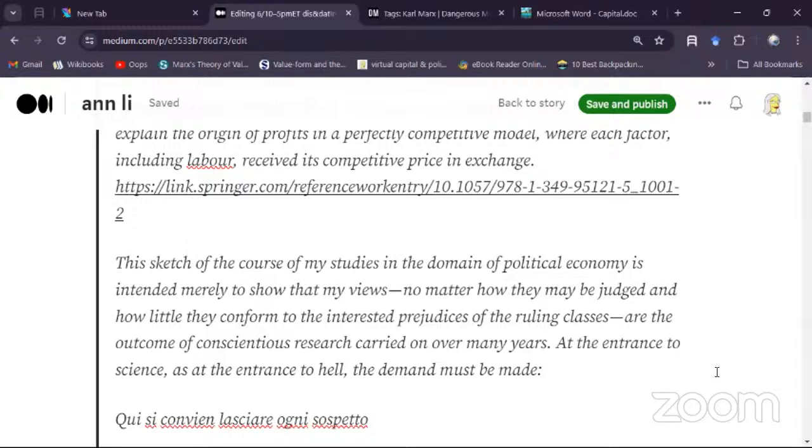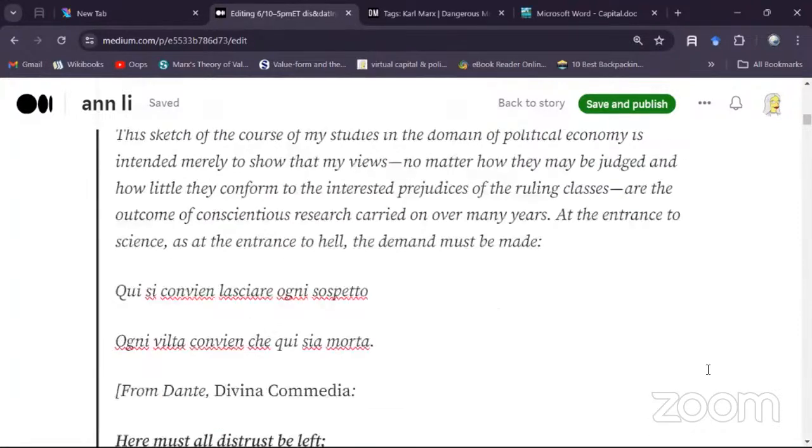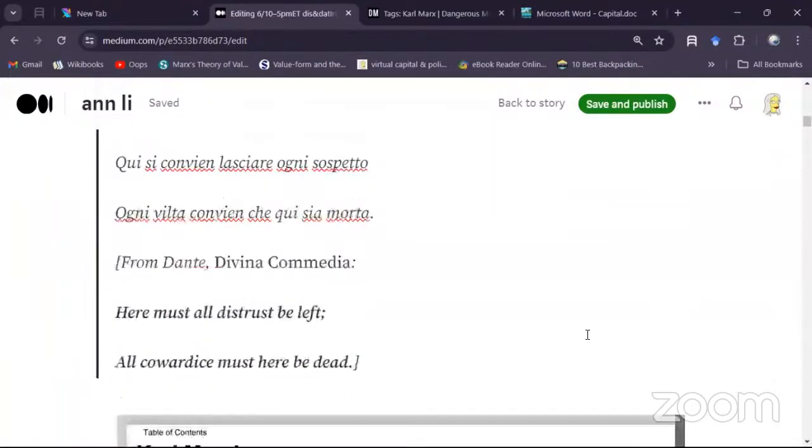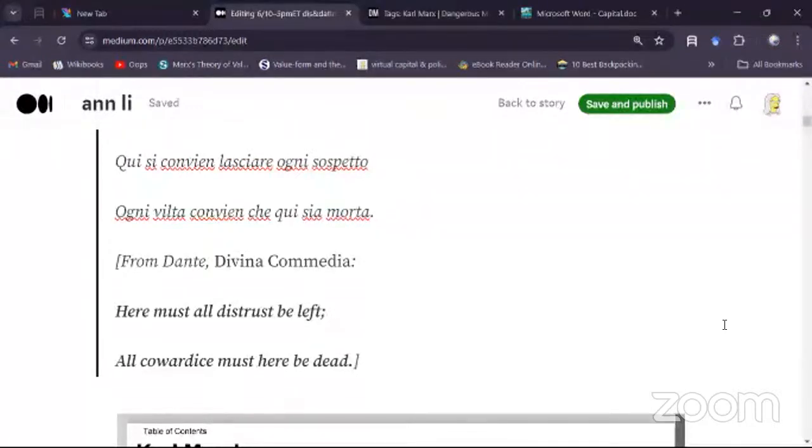And this is where William Clare Roberts is concerned about Dante. At the entrance to science, as at the entrance to hell, the demand must be made: Qui si convien lasciare ogni sospetto, ogni viltà convien che qui sia morta. That is from Dante's Divine Comedy. Here must all distrust be left, all cowardice must here be dead. You can imagine you could write an entire book on Dante's Inferno and Marx, which William Clare Roberts does.